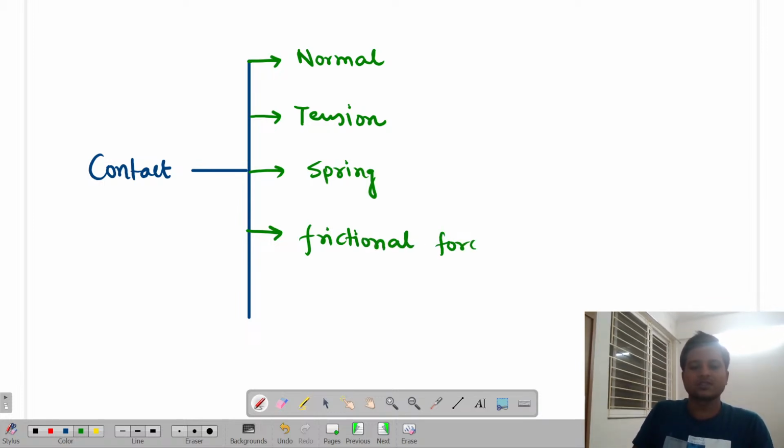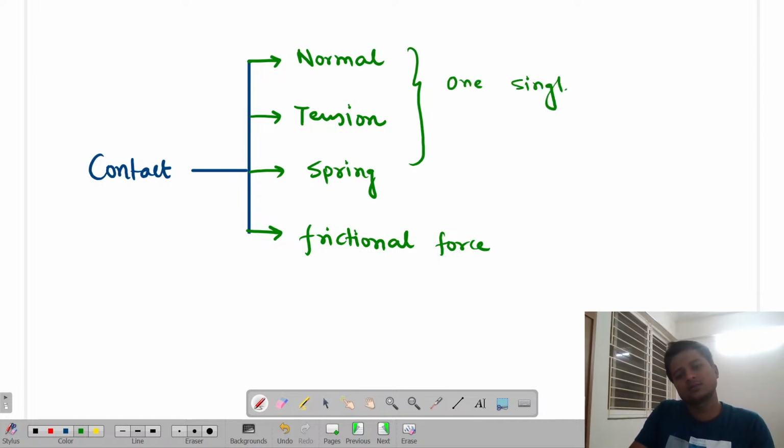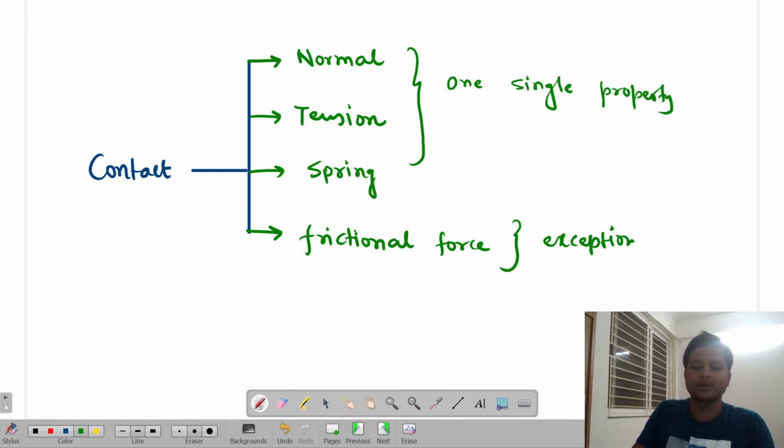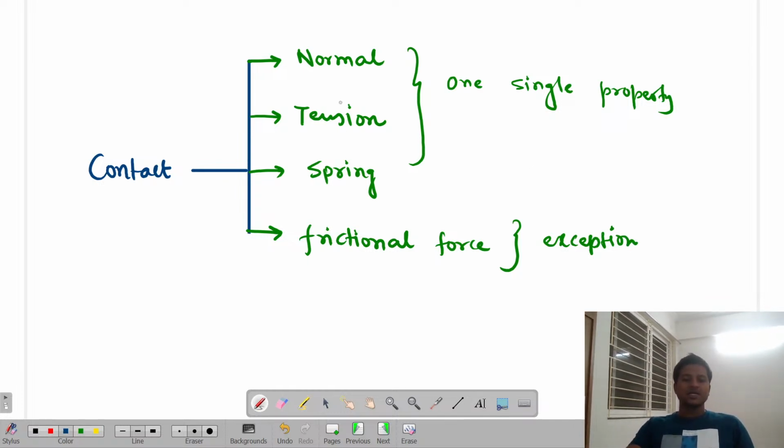So basically there are four kinds of contact forces. Out of these, the top three follow one single property. Friction has a little bit of exception cases, and we will discuss that. Are you able to get me or not? What is that one single property which is common in all these? That they will create a pair of forces.